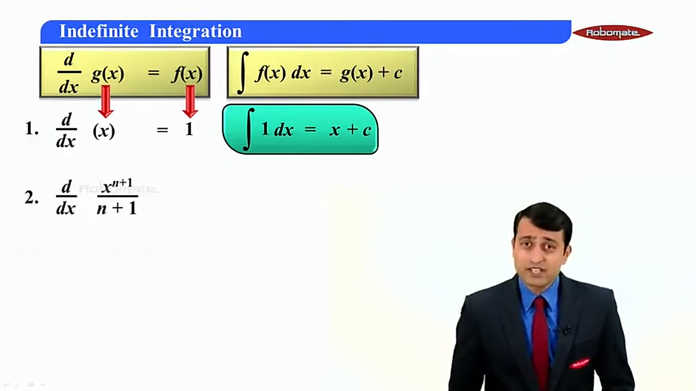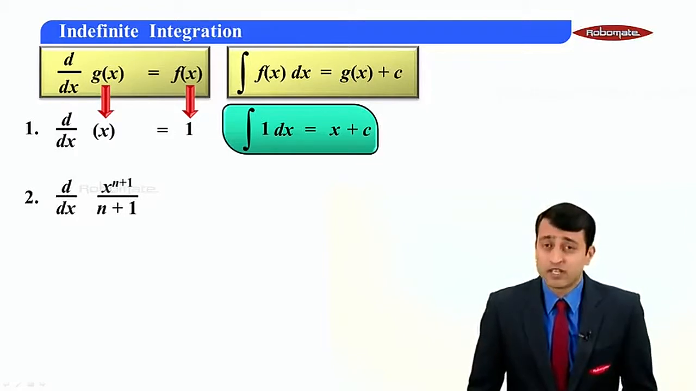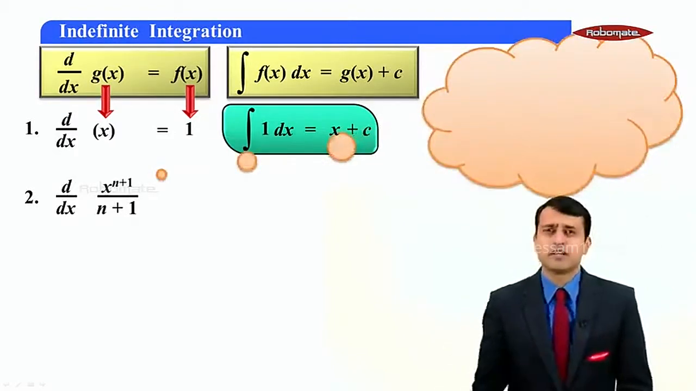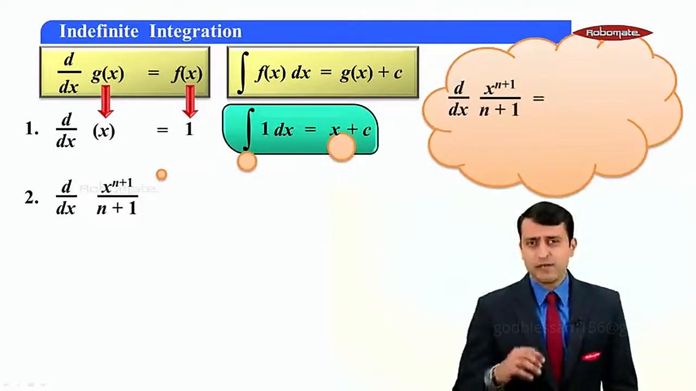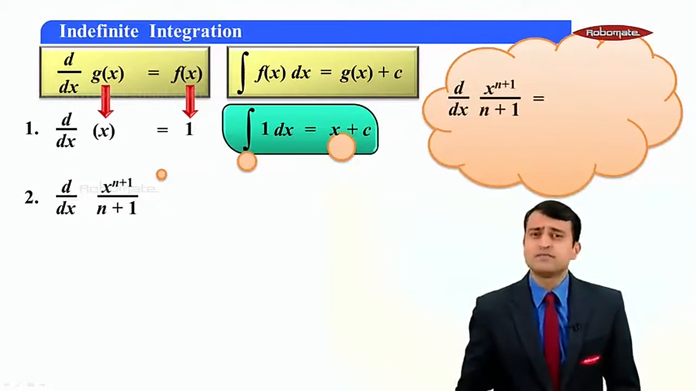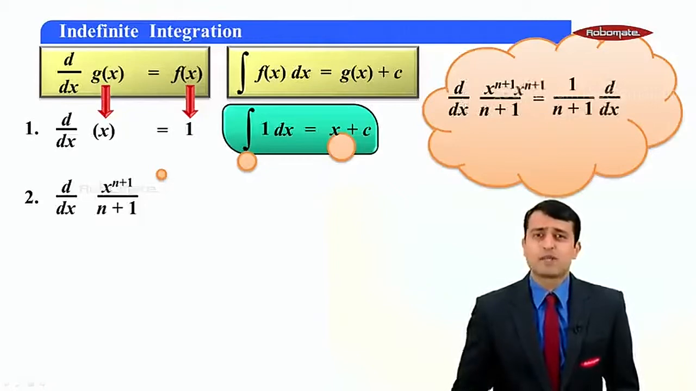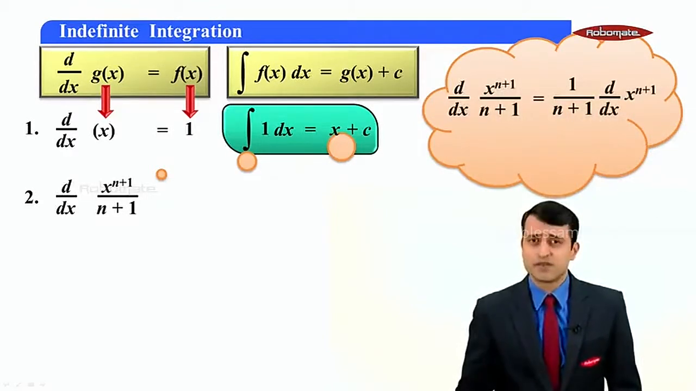D by dx of x raised to n plus 1 upon n plus 1. Now you may wonder what the answer is, or you may not know it spontaneously. Let us do some rough work. D by dx of x raised to n plus 1 upon n plus 1 is required. Can we say that n plus 1 is a constant? So 1 upon n plus 1 will be outside, and we will differentiate x raised to n plus 1. So we have 1 upon n plus 1 d by dx of x raised to n plus 1.